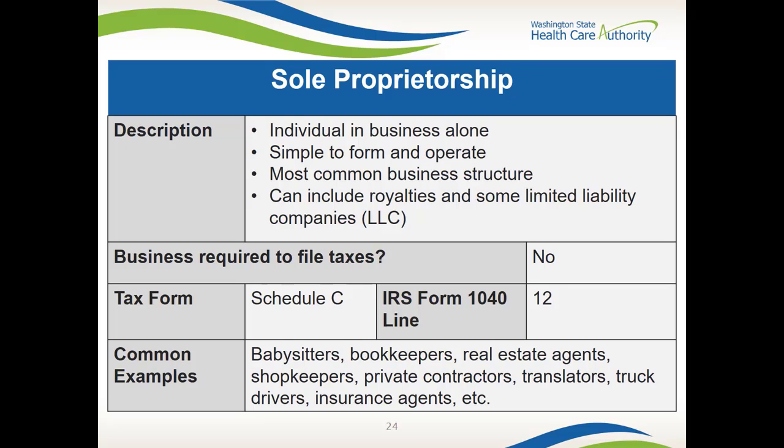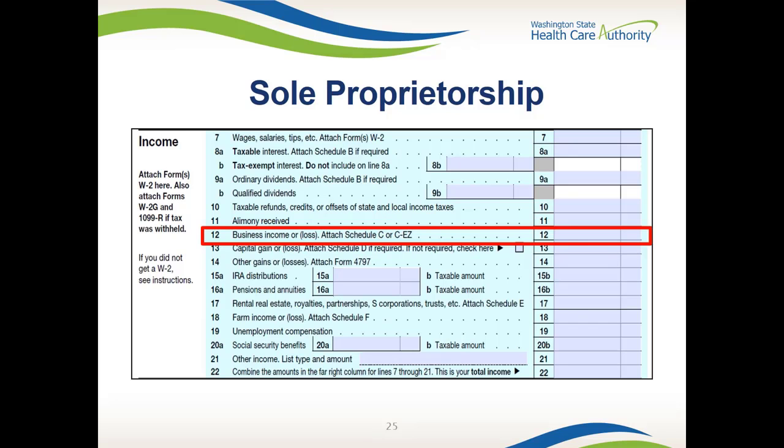insurance agents, taxi drivers, Scentsy and Mary Kay distributors, child care providers, non-charitable GoFundMe accounts, etc. Keep in mind that some sole proprietors may not file a tax return as they provide part-time or infrequent services. These may include babysitters, handymen, landscapers, or house cleaners. Business income or loss for sole proprietorship is reported on line 12 of the IRS Form 1040.